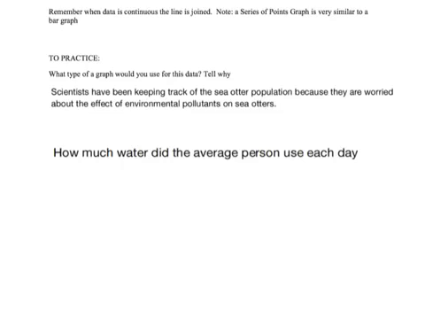All right, let's take a look. We have scientists who've been keeping track of the sea otter population because they're worried about the effect of the environment. So we have the number of sea otters probably taken every month or something like that. That would be discrete data because you can't have half of a sea otter. So probably a bar graph, a series of points graph would be your best choice. It could even be a pictograph.